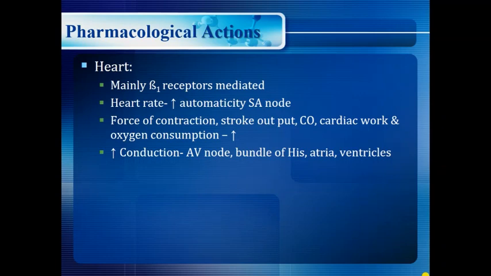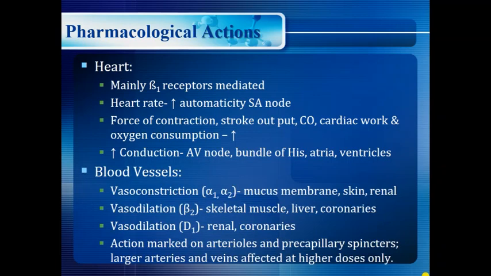So conduction through the AV node, bundle of His, atria, ventricles, all the electrical portions of the heart get more conduction. So in a nutshell, the heart is stimulated. Rate increases, conduction increases, force of contraction increases, cardiac output increases, which leads to increased oxygen requirement and an increase in the blood pressure. What is the action of adrenaline on blood vessels?